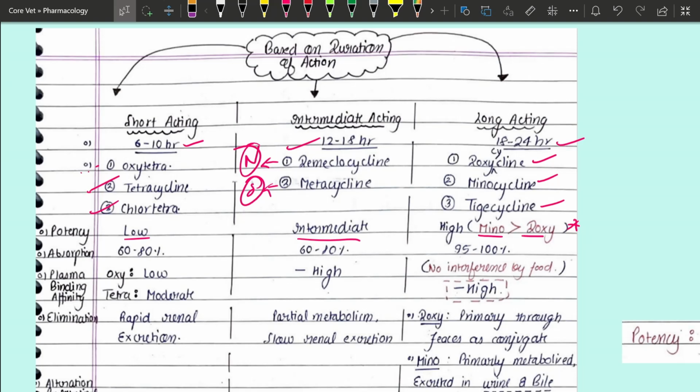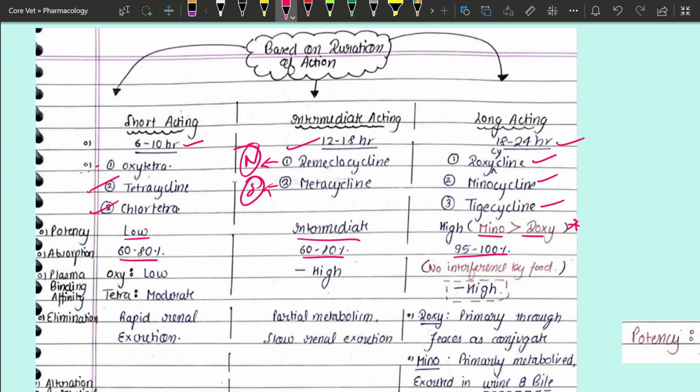Now if we talk about absorption, 60 to 80% of the short acting could be absorbed through the oral route. Okay, absorption is being discussed in terms of the oral route currently. And the intermediate acting, similar, 60 to 80%. But the property of the long acting is that they are highly lipid soluble, right? So the absorption of the long acting drugs is about 95 to 100%.